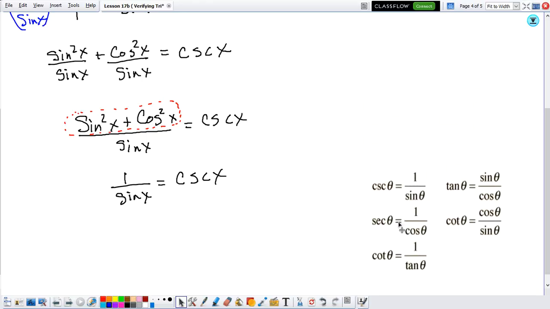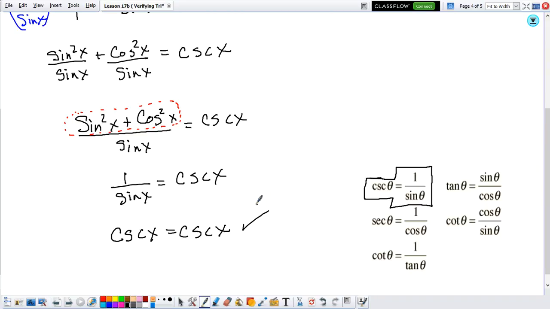But essentially, 1 over sine, according to our graph here, that's equal to cosecant. So this left side, 1 over sine, I can substitute it with the cosecant. Now the left side matches the right side, so we're good.